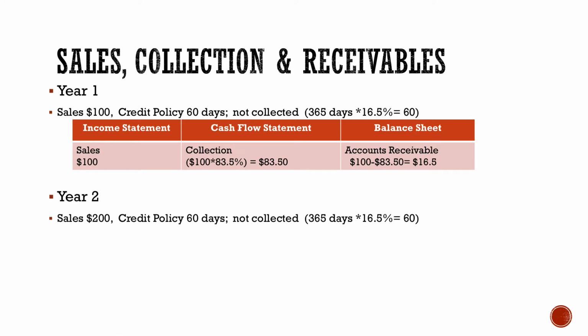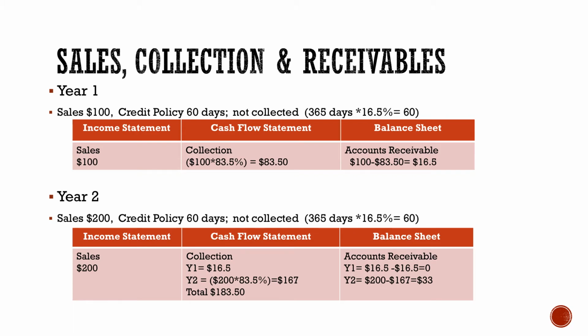In year number two, you will sell 200, right? You will continue with your credit policy of 60 days. I mean, you will not collect the 16.5% of your sales for a total of 60 days, right? How is it going to happen? Again, in your income statement go the 200 of sales, and for your collection, please check this out. You will collect the 16.5 coming from the past year, the accounts receivable of year one. You will collect all the balance you have there.